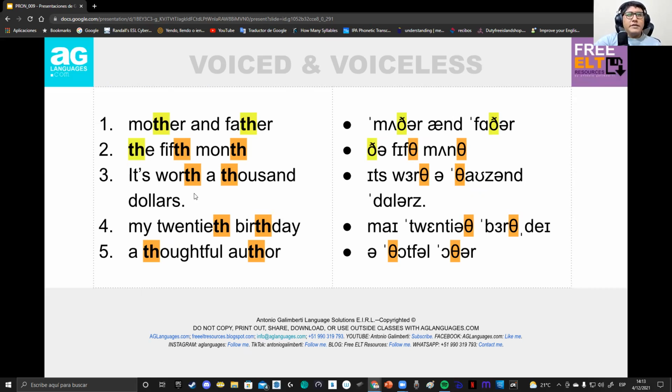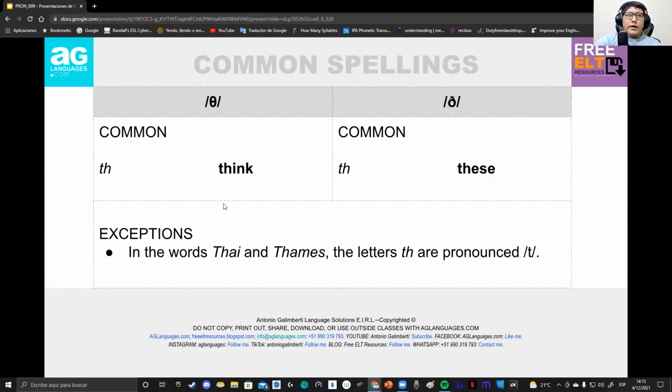Number 3, it's worth $1,000. Then number 4, my 20th birthday. And 5, a thoughtful author. Okay. All right. So where are we going to find these two sounds? In words with the TH, like for example, think or thought, and the demonstrative adjectives like these or those or this.